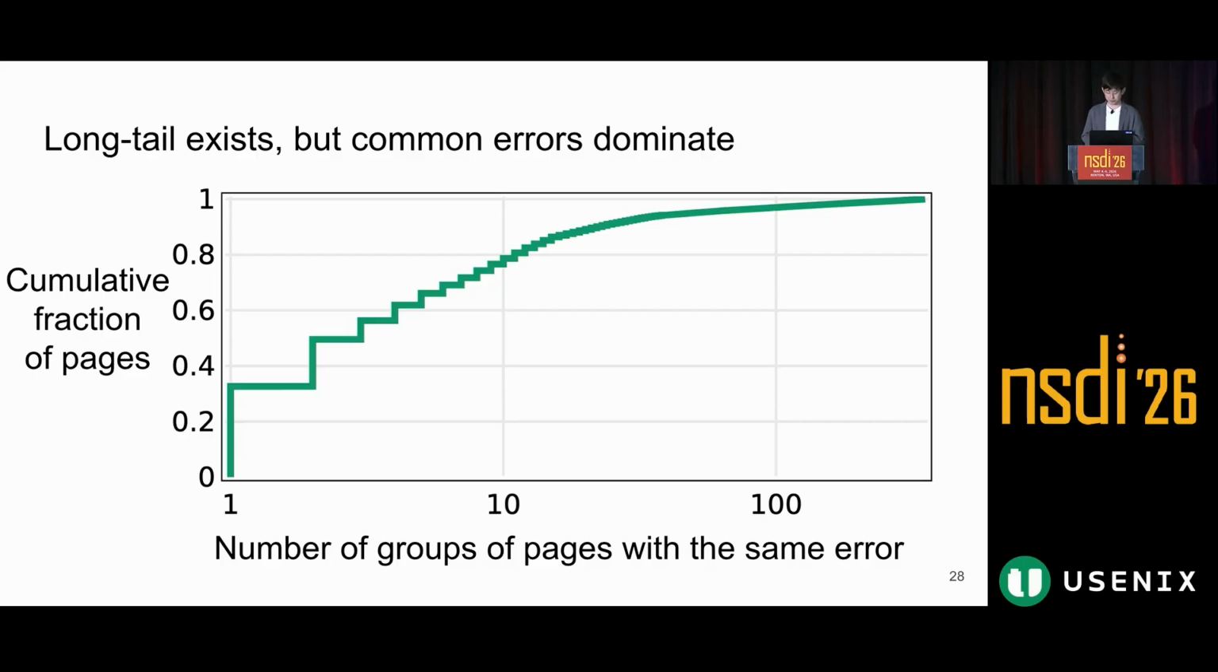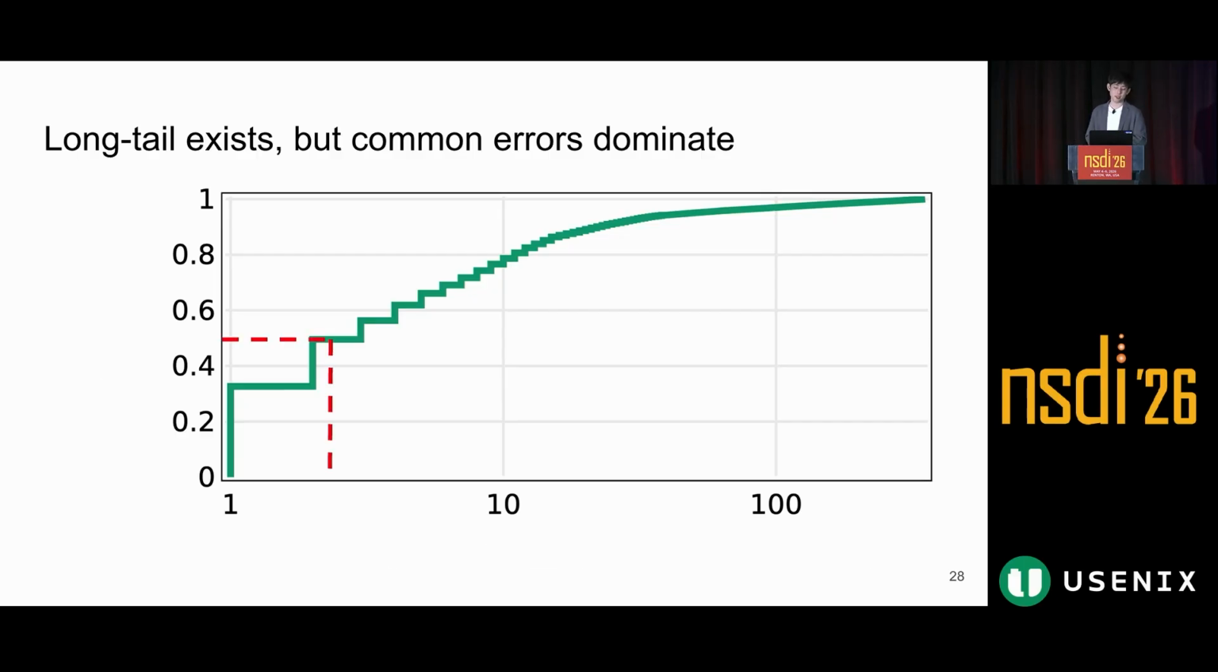the same errors. So each vertical bump is a group of errors, or a group of pages with the same error. For example, take a random point. This can be interpreted as around 50% of pages being within only 2 error groups, the 2 most common error groups. So from this figure, there are clearly 2 takeaways.